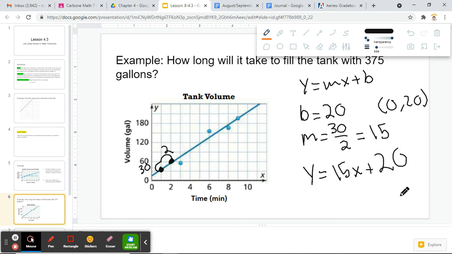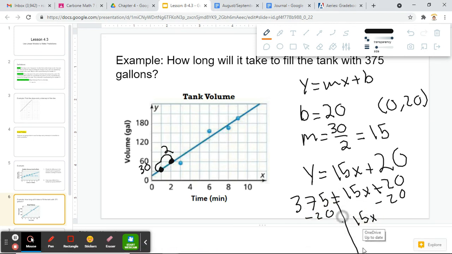Now it asks us how long will it take the tank to fill with 375 gallons. So what we've got to do here is plug in 375 for y. We're going to get 375 is equal to 15x plus 20. Start off by subtracting 20 from both sides. We're going to get 15x is equal to 355. And then we'll divide both sides by 15, and we get that x is equal to 355 divided by 15, which is about 23.6.